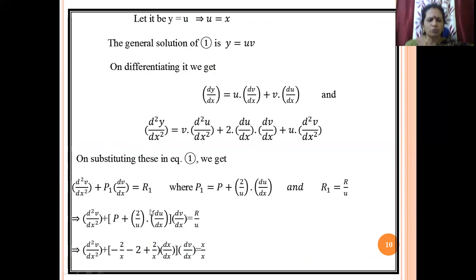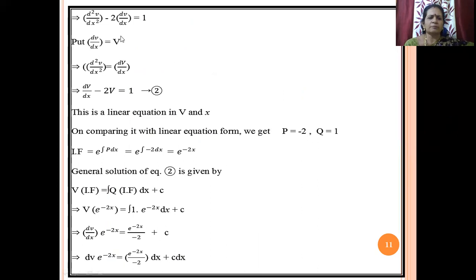Now substitute those values here, replacing P1 and R1 with the help of these two. So we got it like this. Now simplify. Substitute what P is, which we have already taken in the previous slide, and substitute R as well. Now simplify. If you simplify, we will get the above differential equation as a second degree equation.